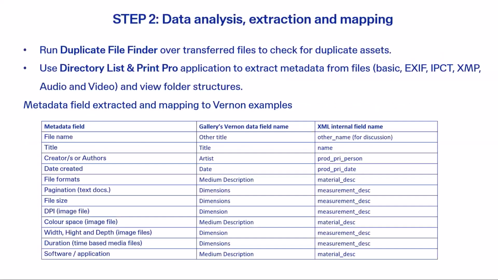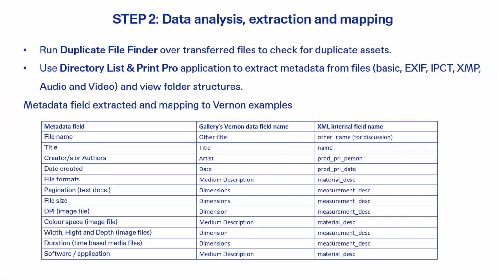The second part is the interesting part, using duplicate file finder to check if there were any duplicate assets that were included in the transfer. We don't want to have duplicate records in Vernon, and we don't want duplicate assets in our preservation system. Fortunately, there are no duplicate assets with this transfer.